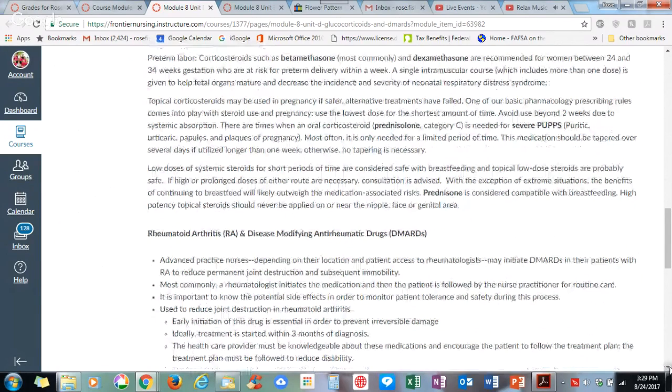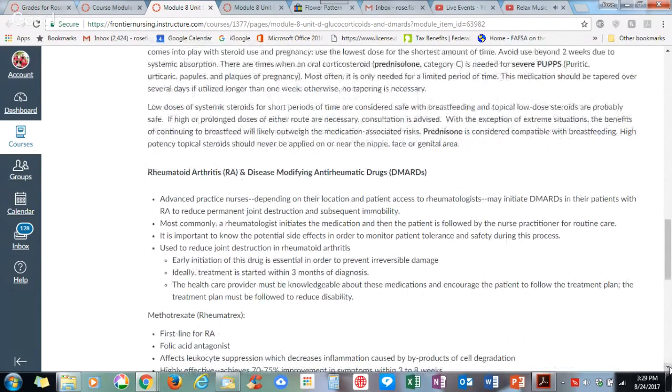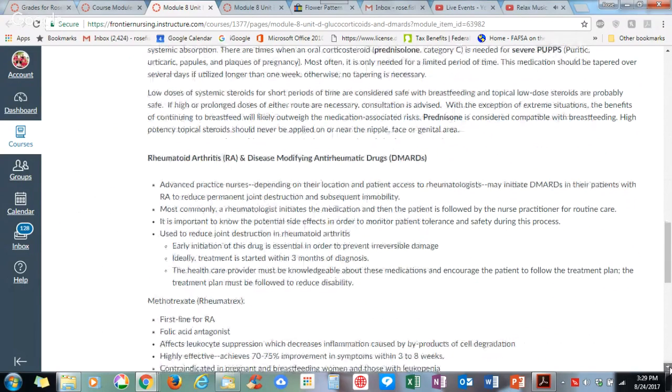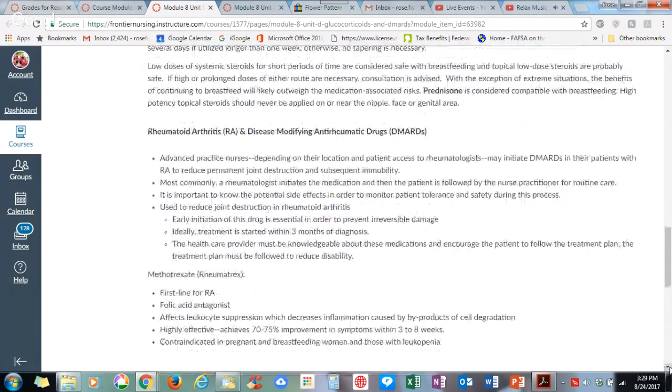Low doses of systemic steroids for short periods of time are considered safe with breastfeeding, and topical low-dose steroids are probably safe. If high or prolonged doses of either route are necessary, consultation is advised. With the exception of extreme situations, the benefits of continuing to breastfeed will likely outweigh the medication-associated risks. Prednisone is considered compatible with breastfeeding. High-potency topical steroids should never be applied on or near the nipple, face, or genital area.